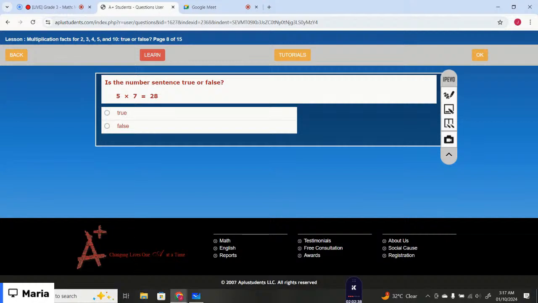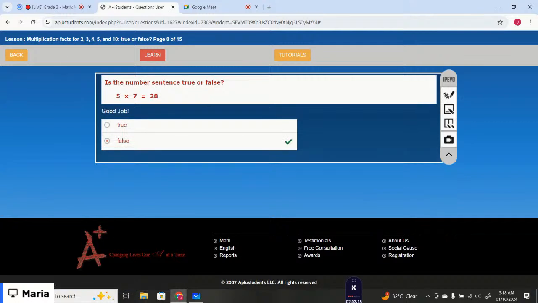Is the number sentence true or false? 5 times 7 equals 28. So which is the correct option? The correct option is false. 5 times 7 is 35, right? So both sides are not equal. That is false. Option number 2 is the correct option.